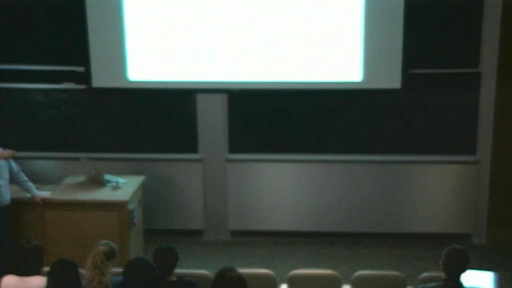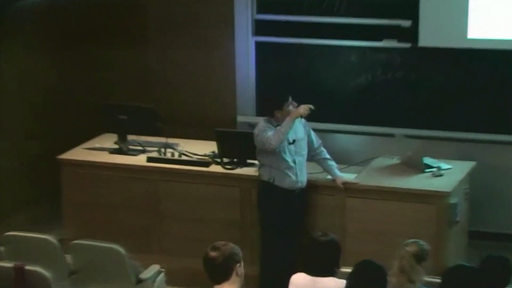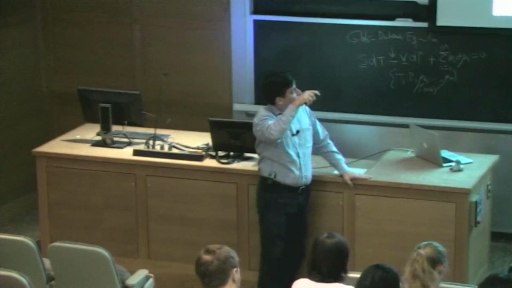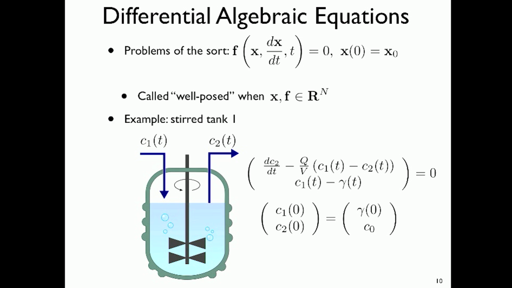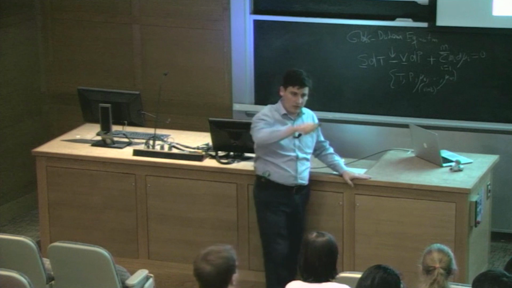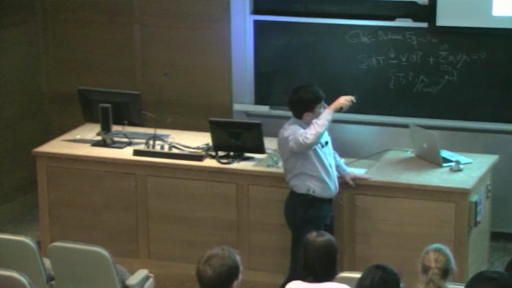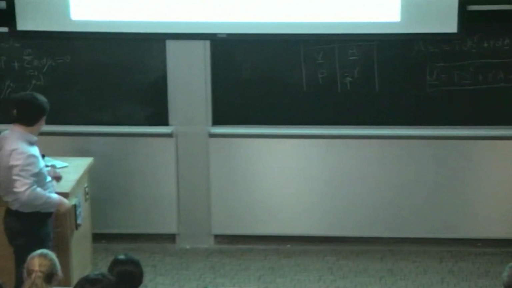So let me write this in this form, right? We said this should be a vector valued function of the states and the derivatives of the states. The states are the concentrations, C1 and C2, and the derivative here is dC2/dt. So here's my vector valued function. The first element is this, and it's equal to 0. The second element is this, and it's equal to 0. Here's my initial condition over the states. Right? So I can just transform that list of equations to the canonical form for a differential algebraic equation.